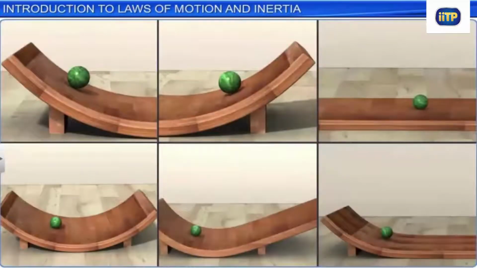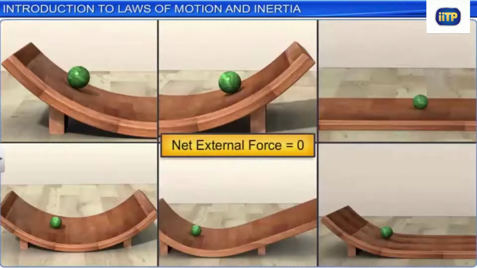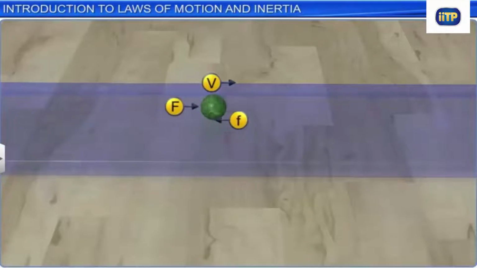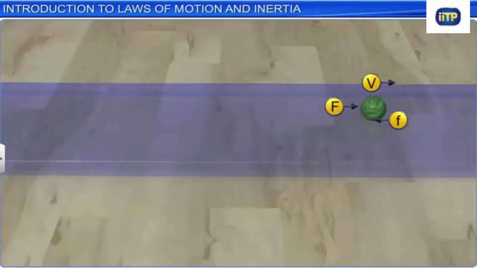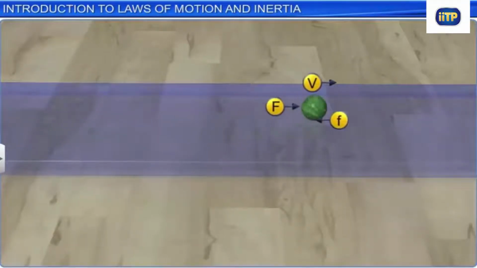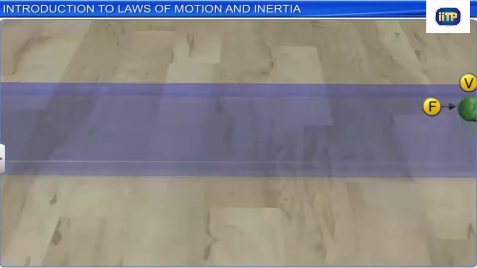From these experiments, Galileo concluded that in either case, the state of rest and the state of uniform linear motion with constant velocity, the net force exerted on a body by the external agencies is zero. Therefore, to maintain uniform velocity, the external force required is only equal to but opposite to the frictional force, such that the net external force is zero.